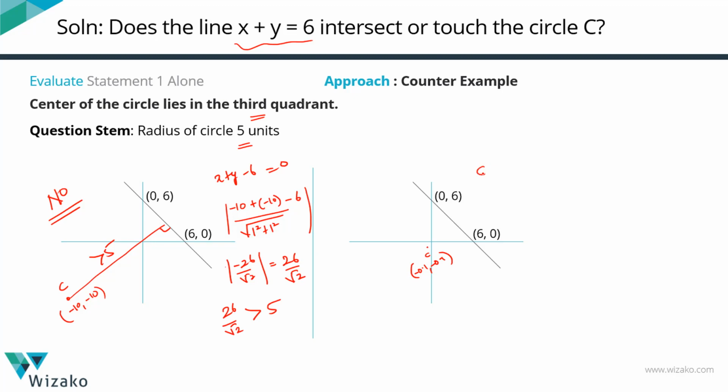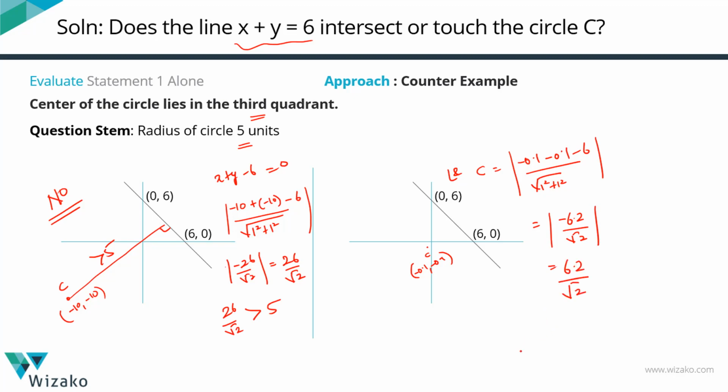So between C and this line, the perpendicular distance is given by the line and this point C. The perpendicular distance is |-0.1 - 0.1 - 6| divided by the square root of 1 square plus 1 square. So this is equal to the modulus of -6.2 divided by root 2. This is equal to 6.2 divided by root 2.